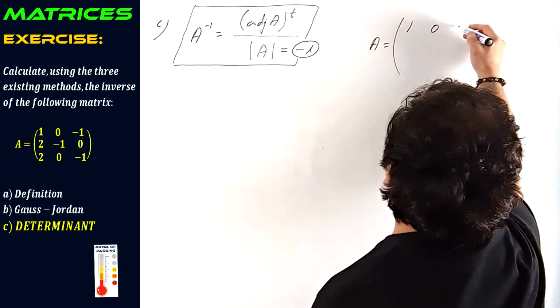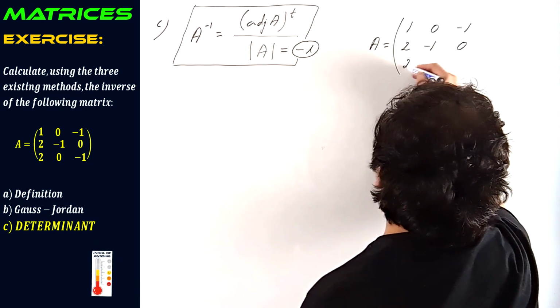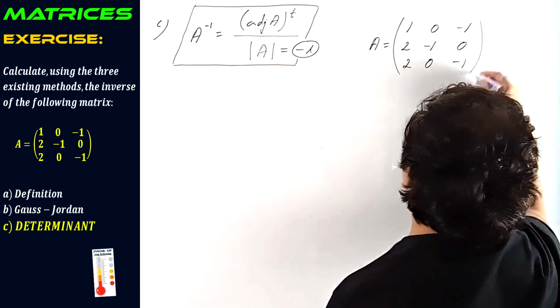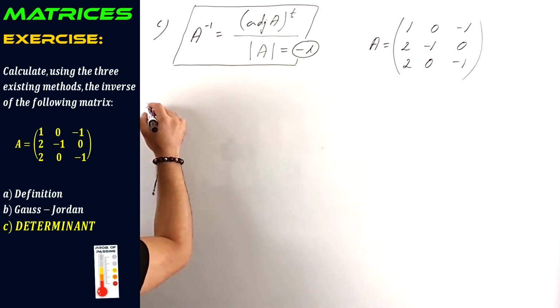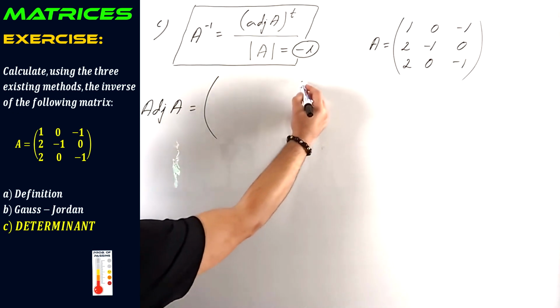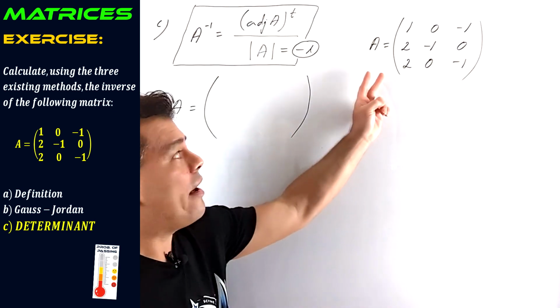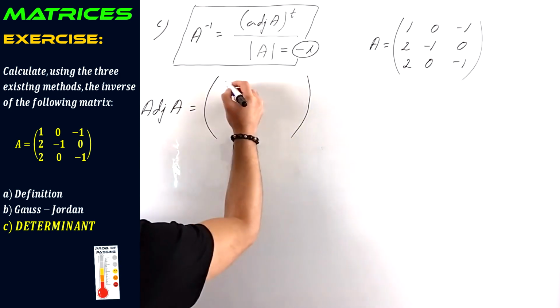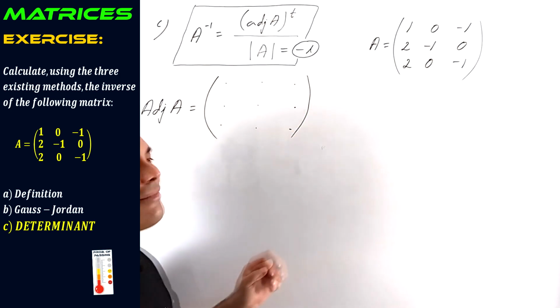1, 0, -1, 2, -1, 0, 2, 0, -1. And let's say that we're calculating the adjugate matrix. And first of all, it's going to be an order 3 square matrix as our matrix A.